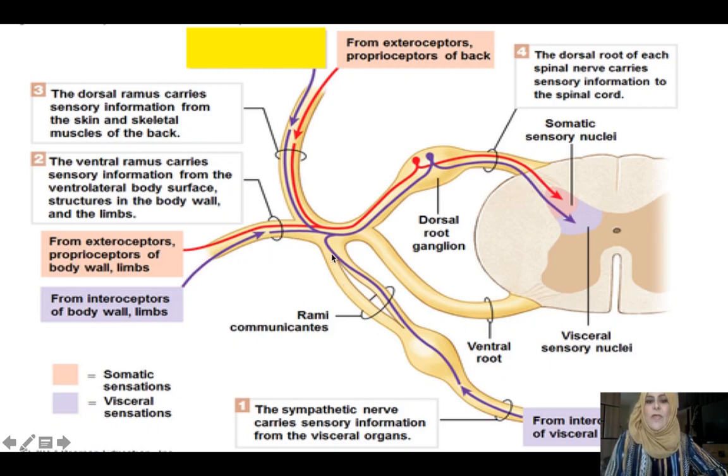I want you to know that there are rami communicants, which are fibers. These fibers, as you see, are attached to the spinal nerve. One of them is called the white rami communicant and the other is called the gray rami communicant. Now we will talk about the autonomic nervous system, and we will know the difference between the two of them. These two rami communicants are attached to the spinal nerve to give it the autonomic fibers. Okay? This slide is nice, so please read it carefully, even the notes written on it give nice information about what we just talked about.